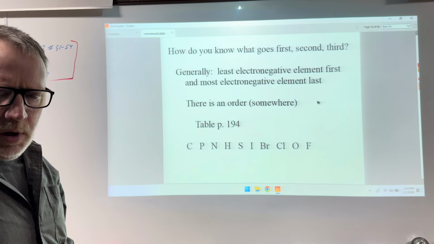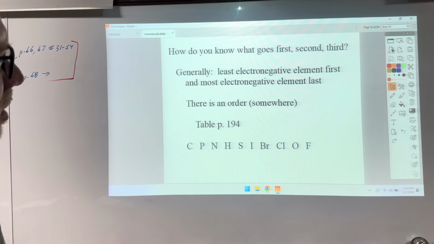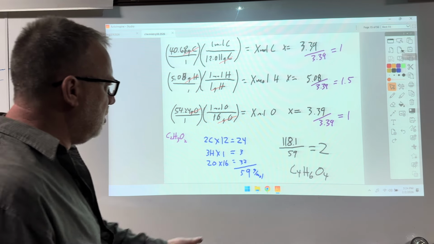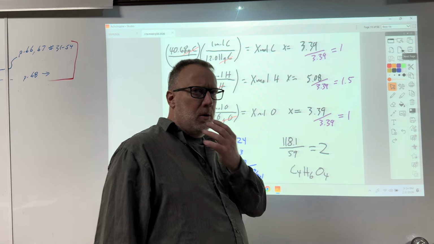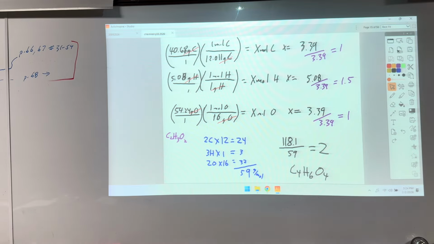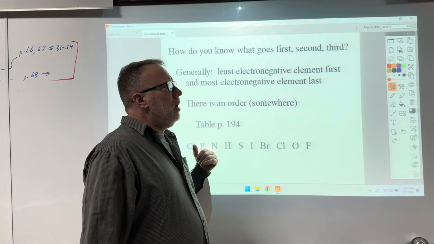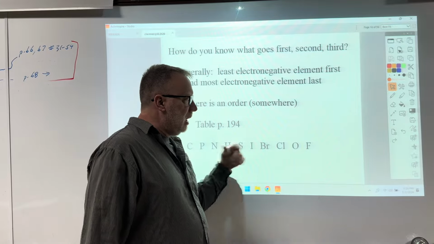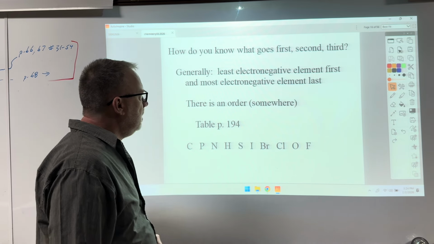So we are doing molecular formulas. How do you know when you do an empirical or molecular formula what goes first, second, third, etc.? There is an order that chemists usually use and agree on that usually goes this way, from least electronegative to most electronegative, ending with fluorine.